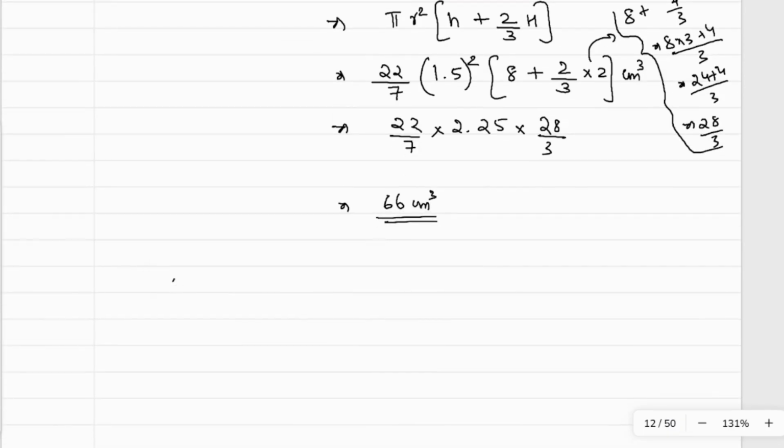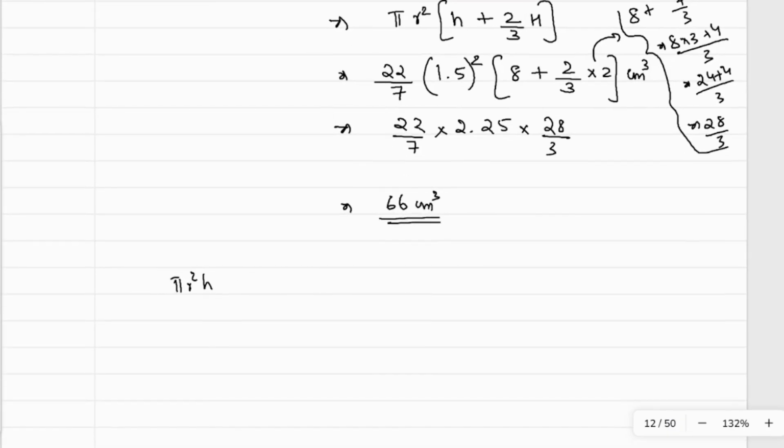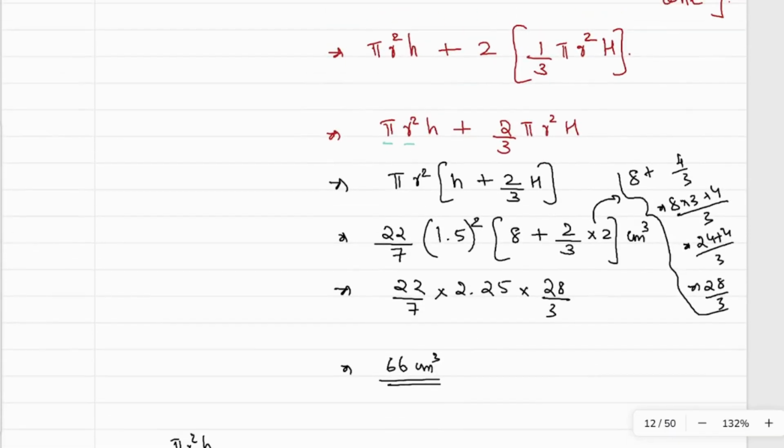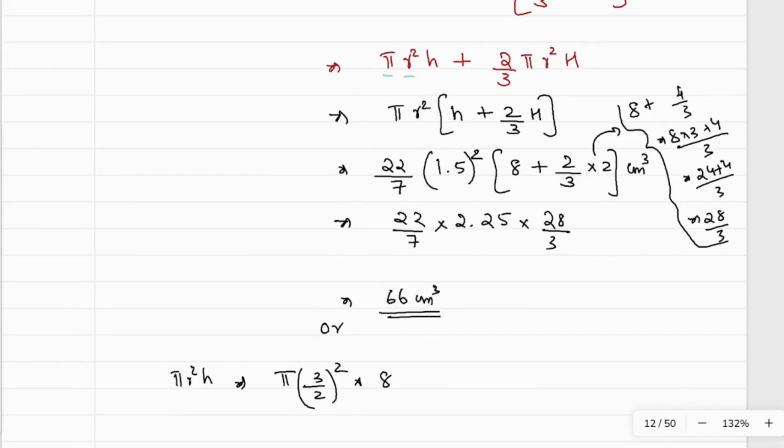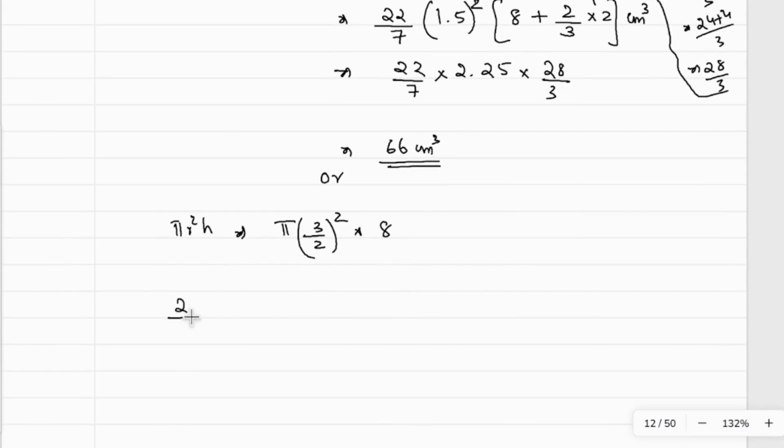Either in this way you can find it out, otherwise separately you can first find the value of pi r square h, then find the value of 2 by 3 pi r square h, and then you can find the values. If you want, I can do it in that method also. What's the value of pi r square h? Pi r square h is equal to pi into 3 by 2 the whole square into h, which is 8. Then the next value is 2 by 3 pi r square capital H.